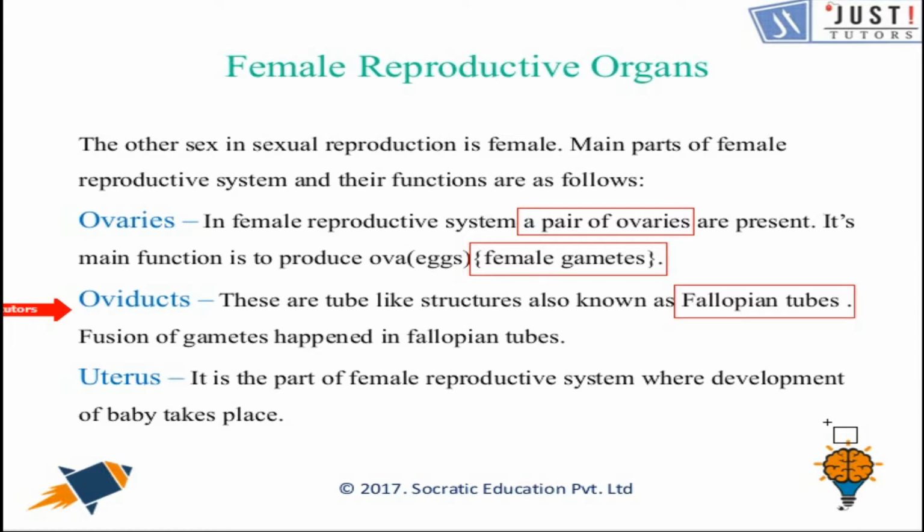Uterus is a part of the female reproductive system where development of the baby takes place. So another important reproductive organ where the baby develops is called the uterus.